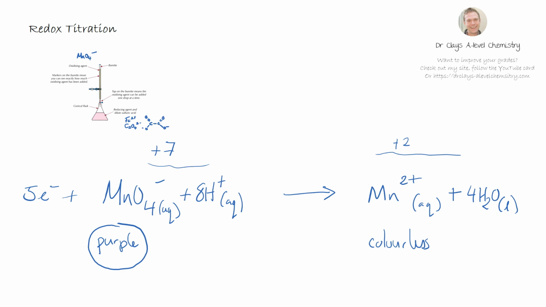What we're going to do now is look at how we can balance the two equations for the manganate to make Mn2+ with the iron 2+ and the ethane dioate, and then we'll look at a couple of brief examples.